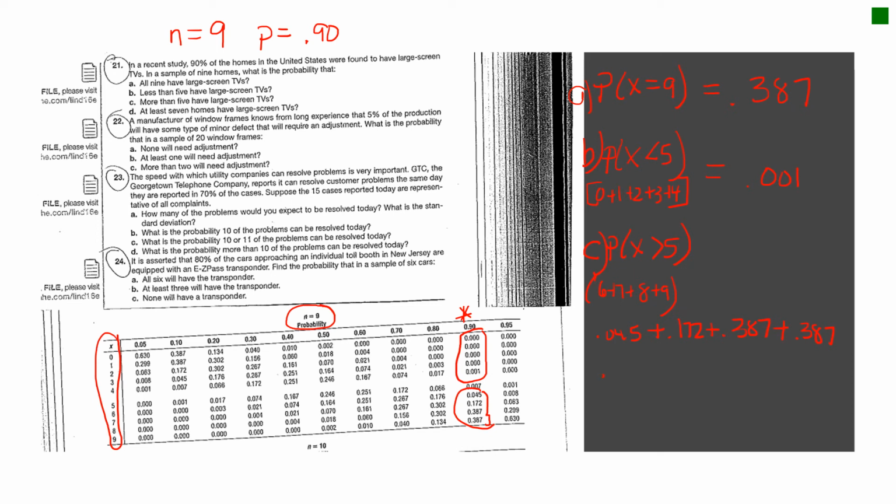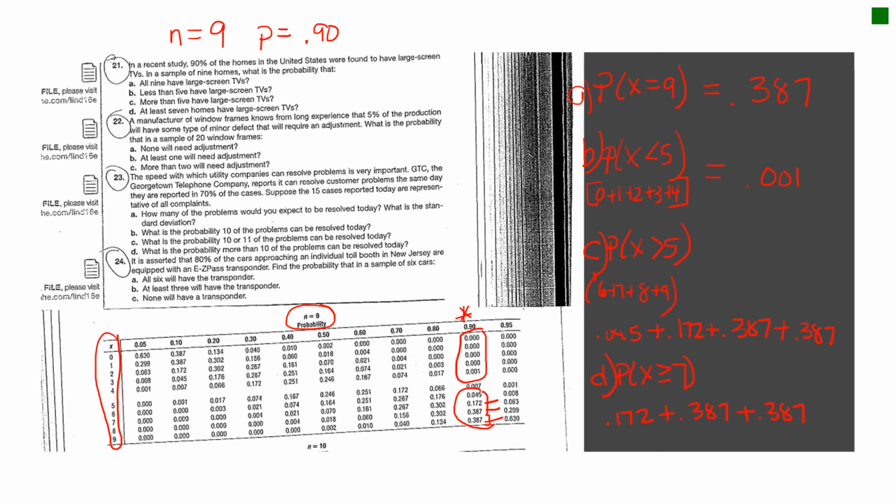Okay, now the last one, letter D, at least 7. They want at least 7 have large screen TVs. So that would be the probability that x is greater than or equal to 7, which basically means we're looking for 7, 8, and 9. So that would be 0.172 plus 0.387 plus 0.387. Once you add those up, that would give you your cumulative probability of at least 7.